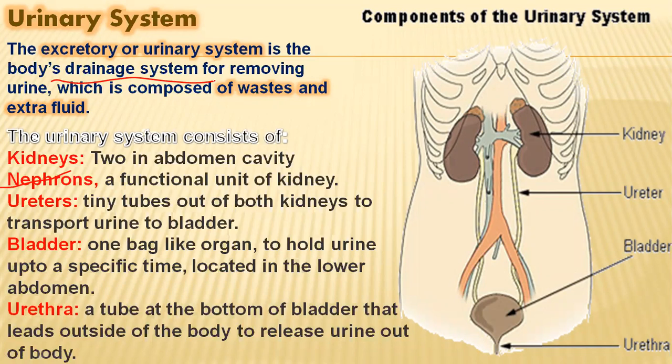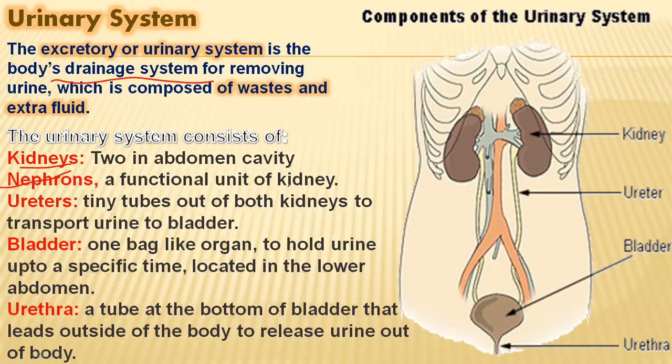The urinary system consists of kidneys, a pair of kidneys. Then we will see its structure as well, but right now in this image you can see a pair of kidneys present in the human body. Then in the kidney, the main functional unit of this urinary or excretory system is the nephron. We will study the nephron as well, its structure and its function.